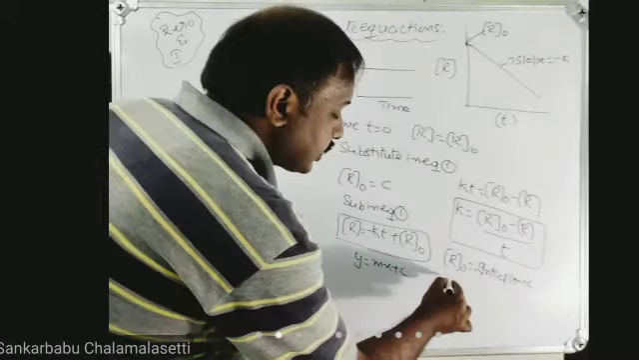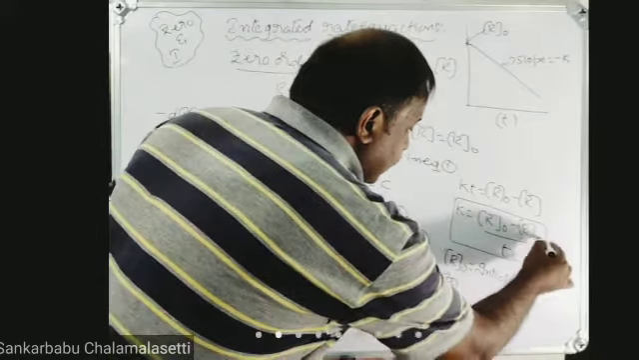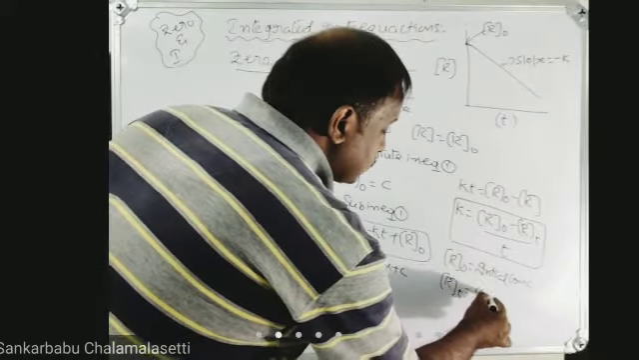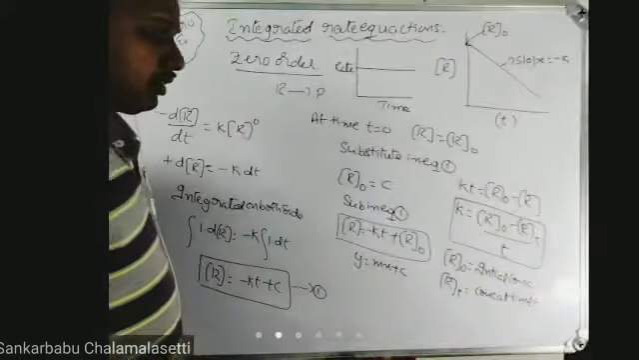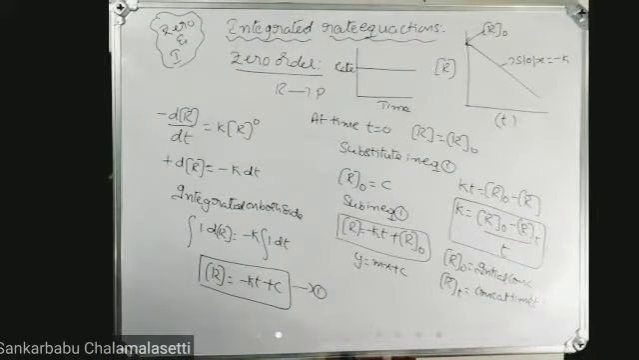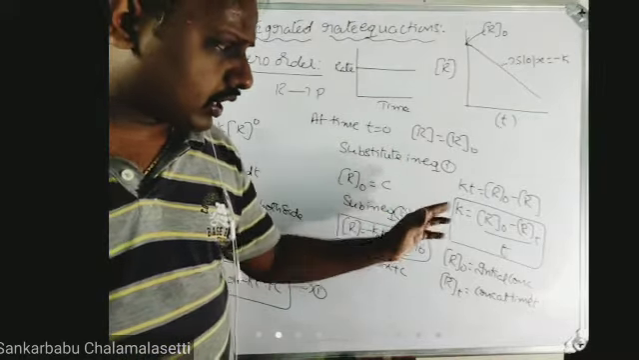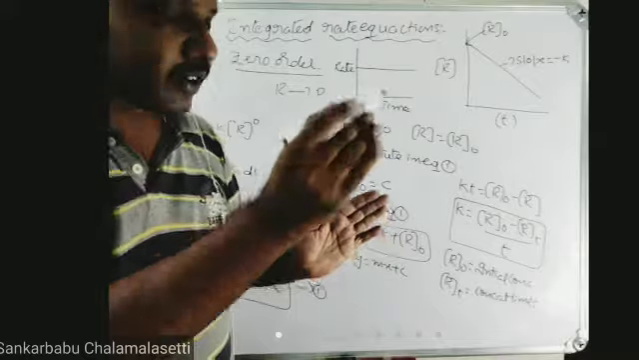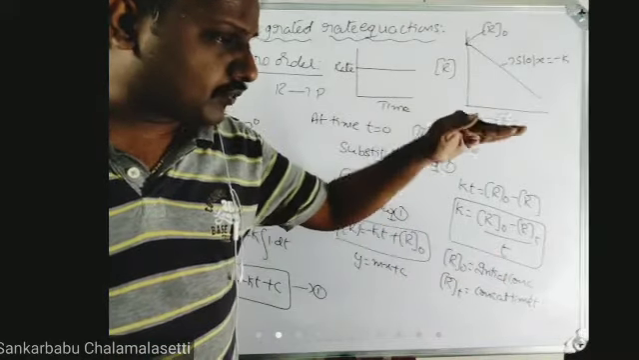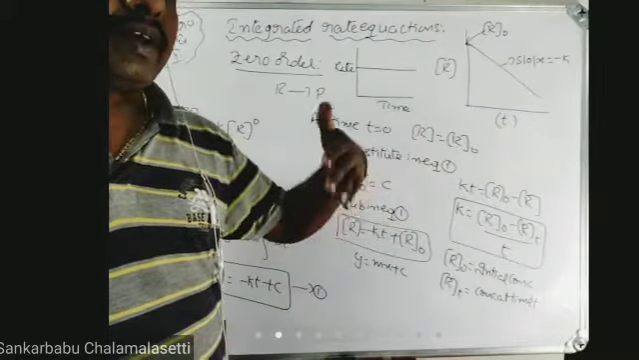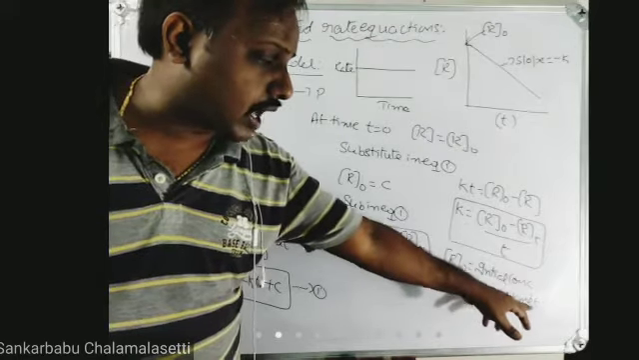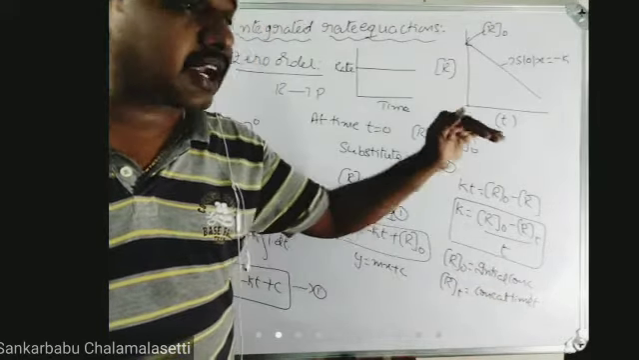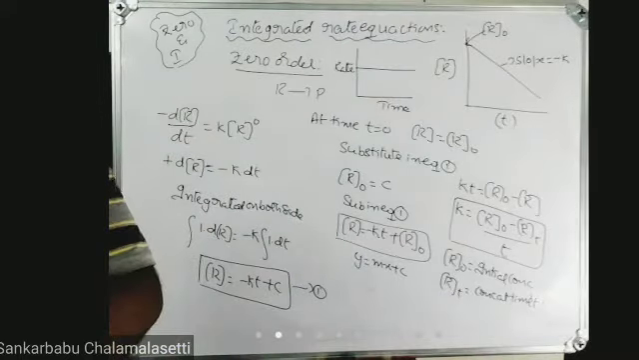Here R you can take as Rt. Rt is the concentration at time t. For example, if a reaction started with initial concentration 100, after some time, let it be 30 minutes, 50% of the reaction is completed. Now how much is left? 50. How much concentration is present at time t?